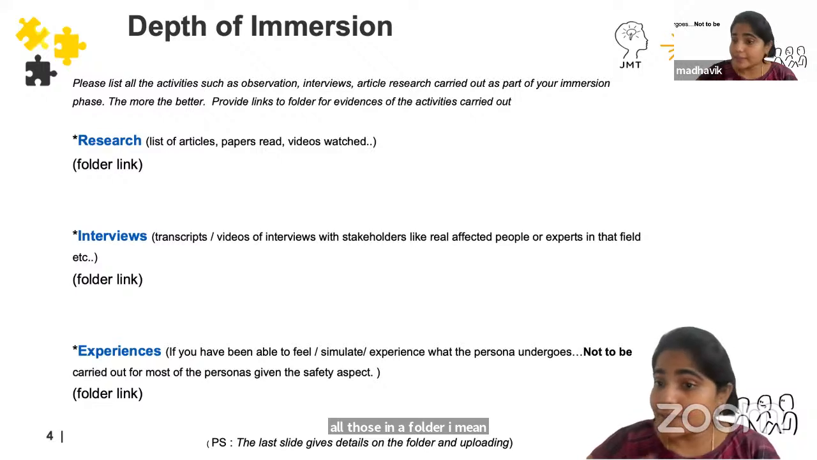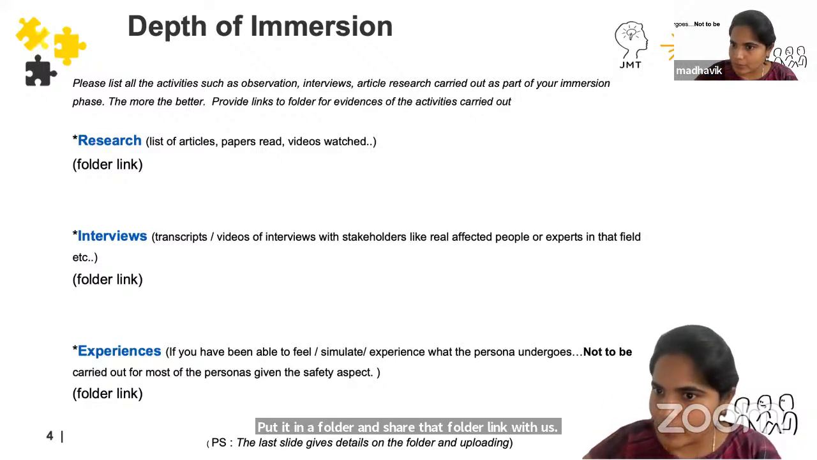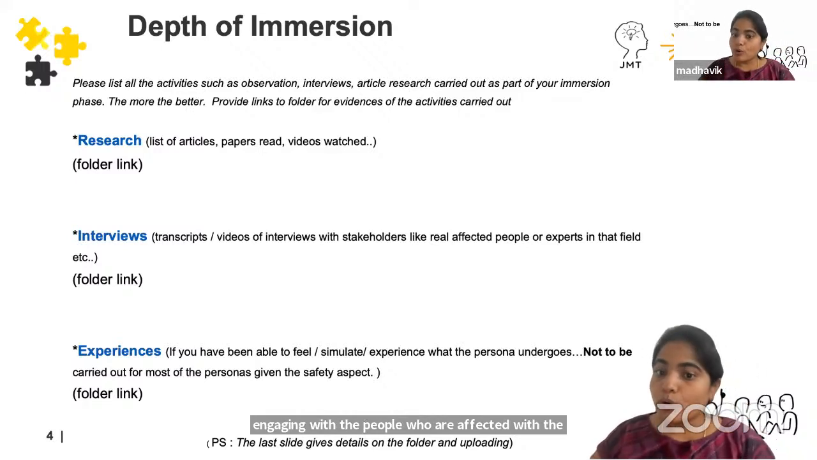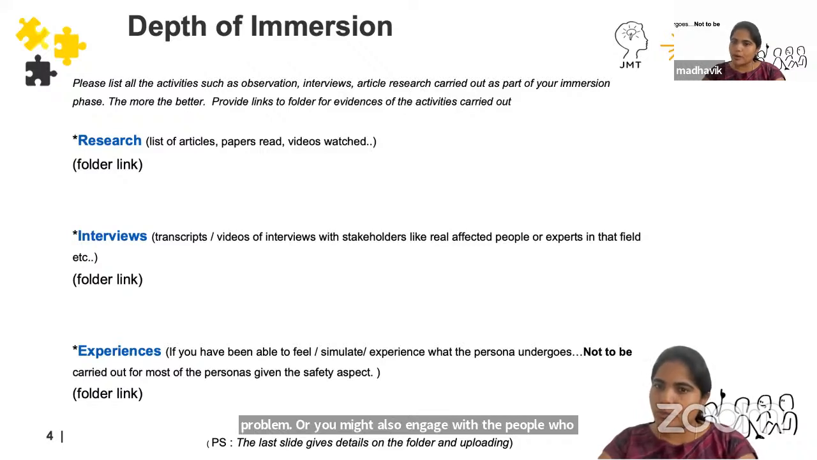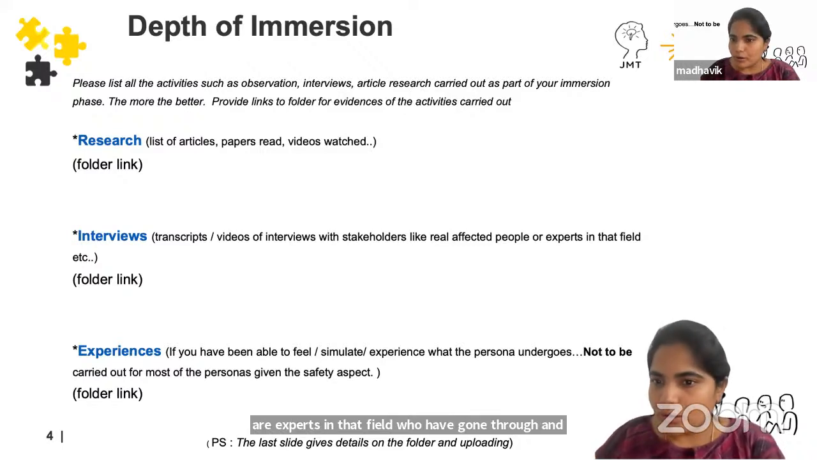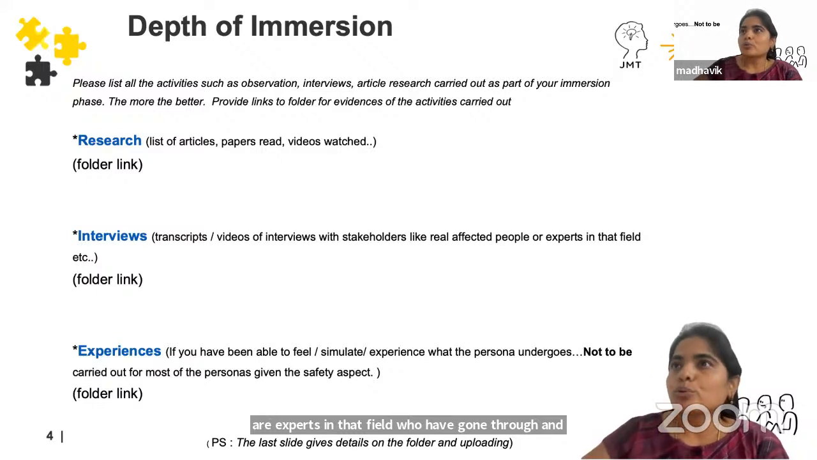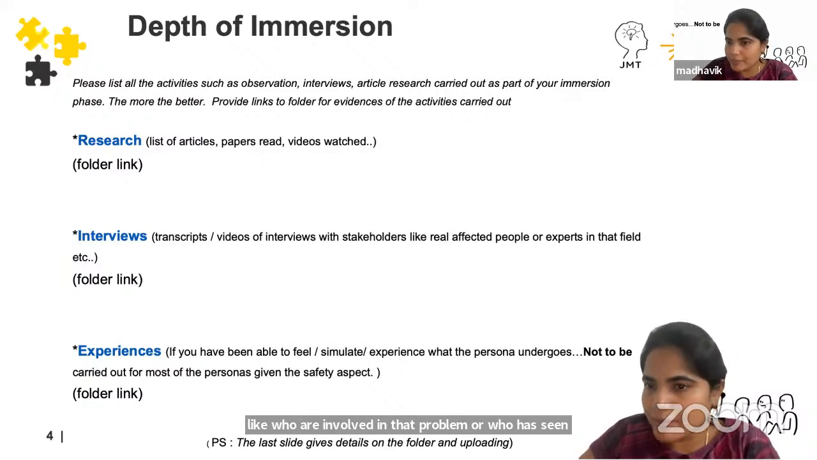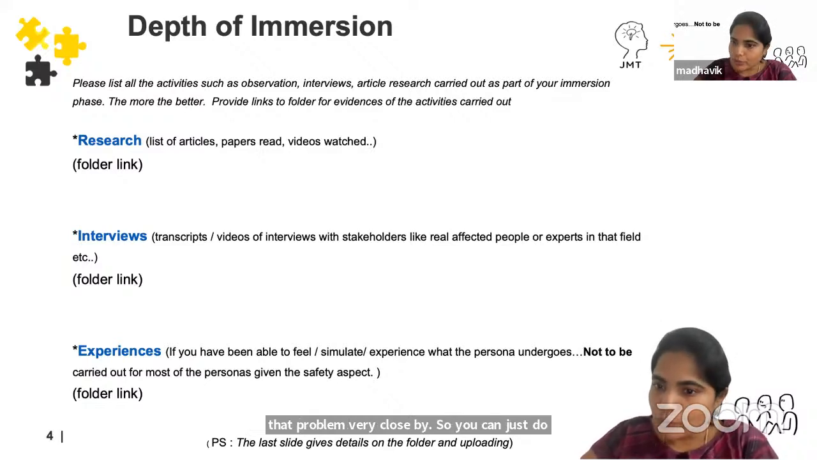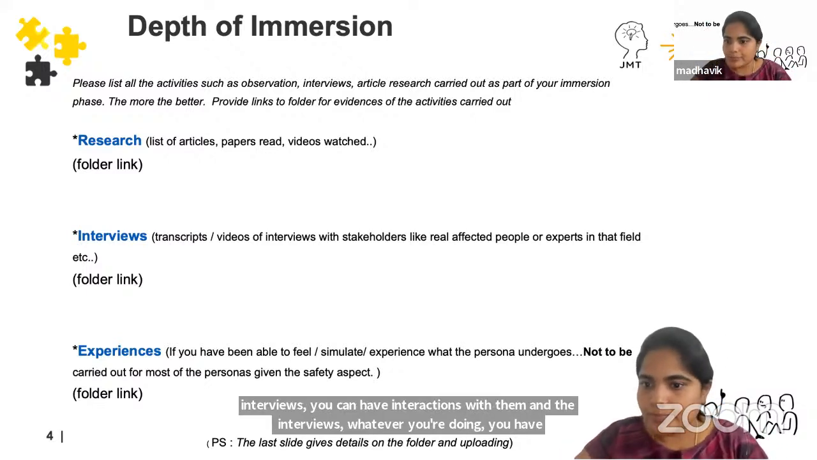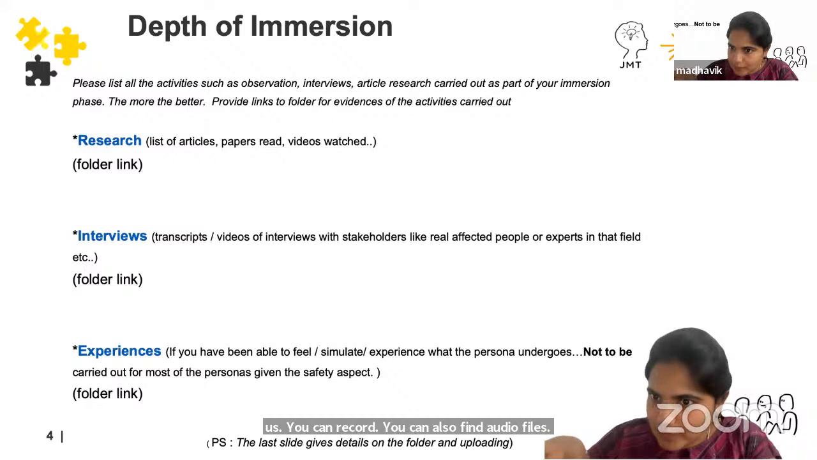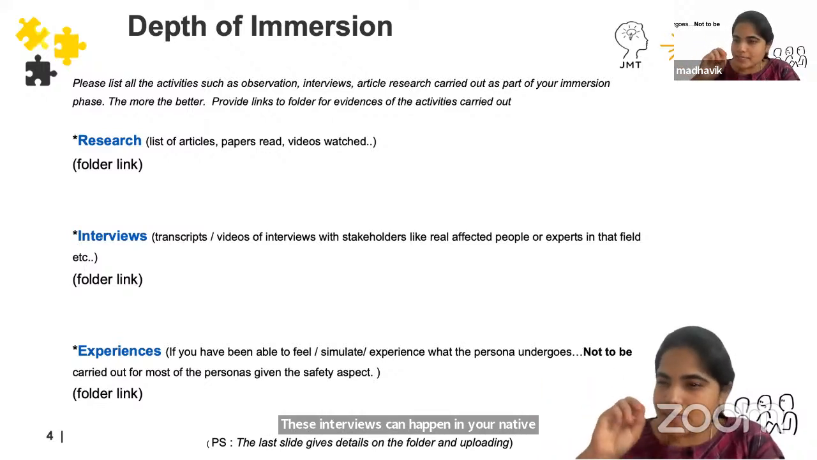And next, the interviews. You will be engaging with the people who are affected by the problem, or with people who are experts in that field, who are involved in that problem, or who have seen that problem very closely. You can have interactions with them. Whatever interviews you do, you have to record them and send them to us. You can also find audio files. These interviews can happen in your native language, but when you send them to us, please add captions in English.